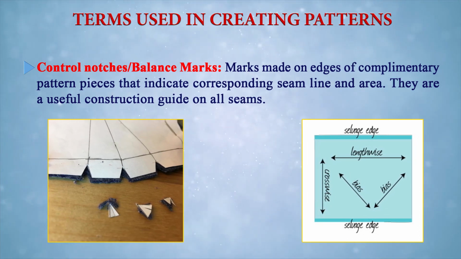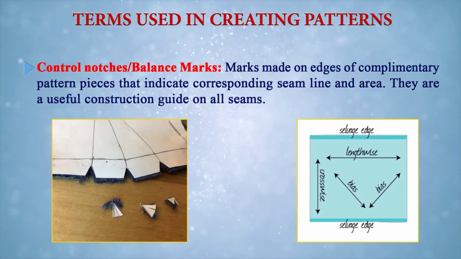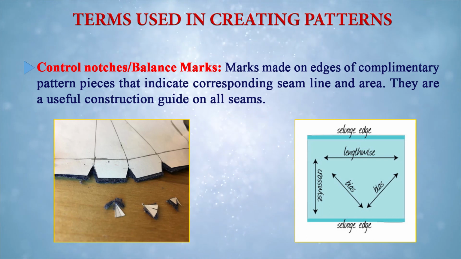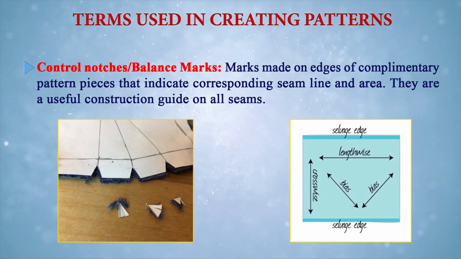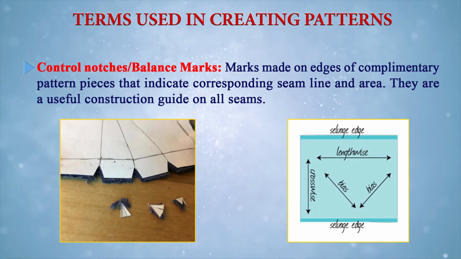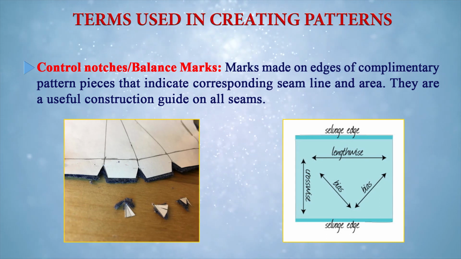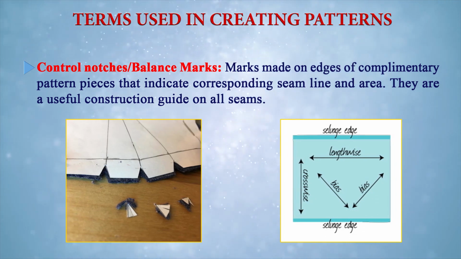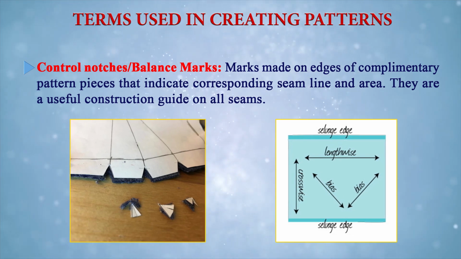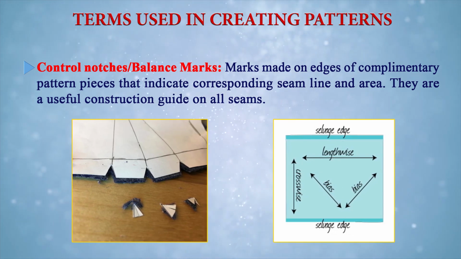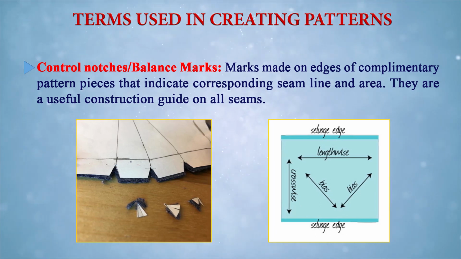That triangular shape mark is said to be the notches. This explains that from this point you have to fold the fabric, or from this point you have to join the fabric. So this is the marking symbol which, if made on the pattern, tells the pattern maker or whoever is going to stitch the garment what the symbol means.